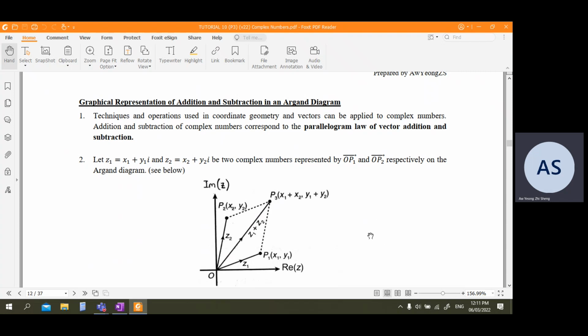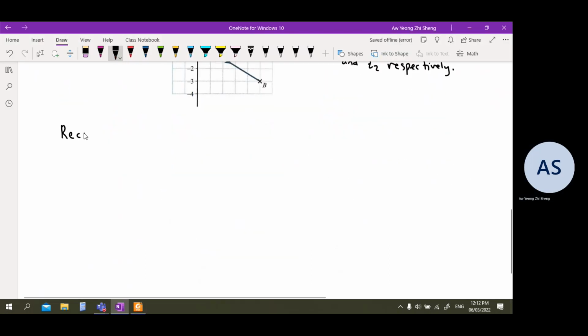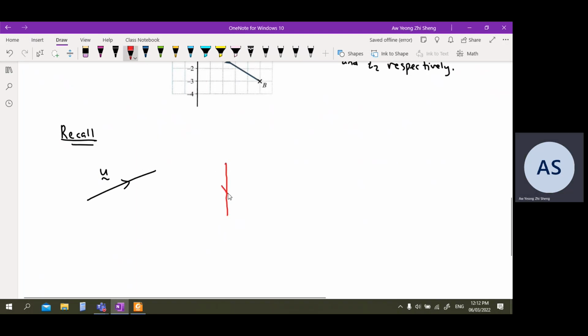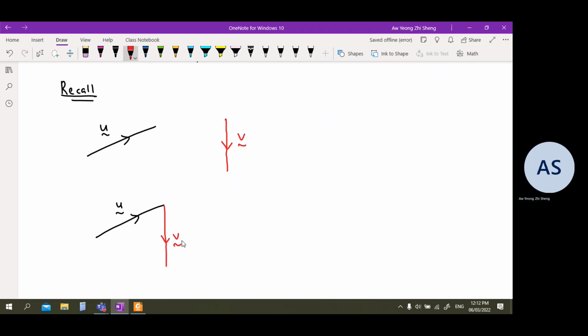So let's recall from the vectors chapter. If your vector u is pointed this way, and your vector v, for example, is pointed vertically downwards, then when you add up u and v, it is just a vector u. The end of the vector u becomes the starting point of the vector v, and then you just draw vector v here, maintaining the length and direction, of course.